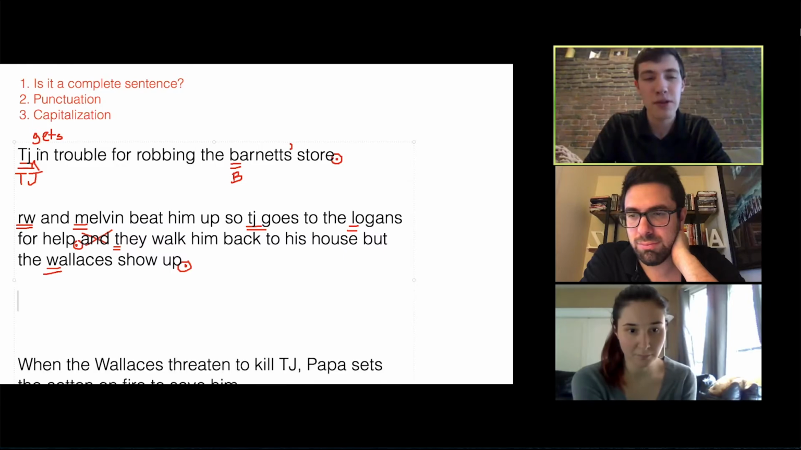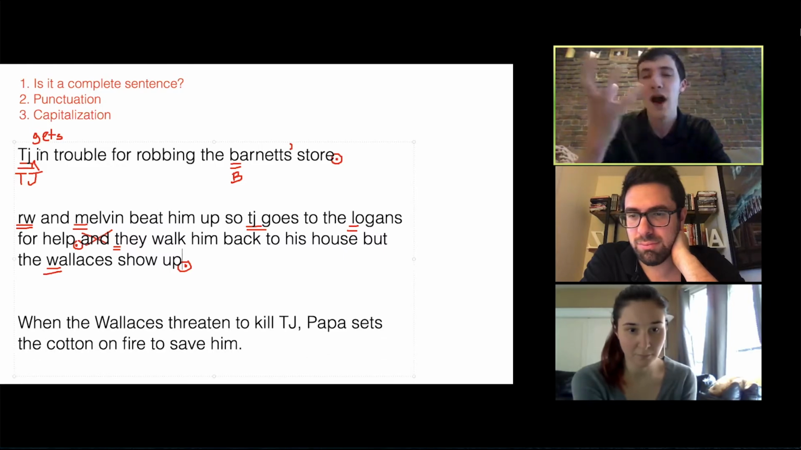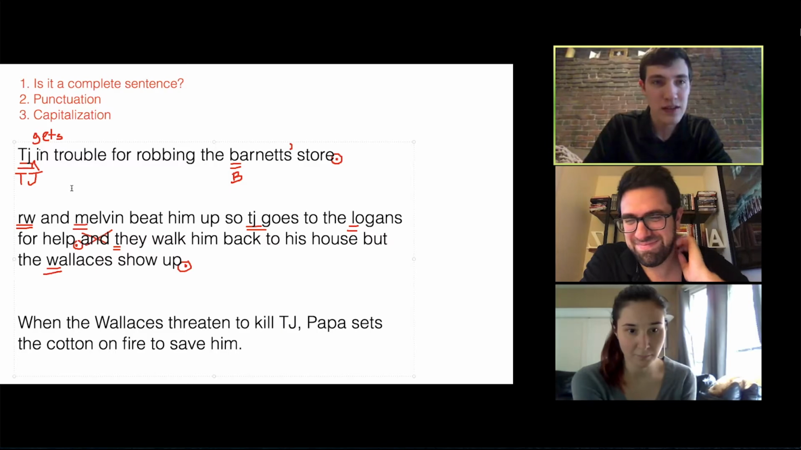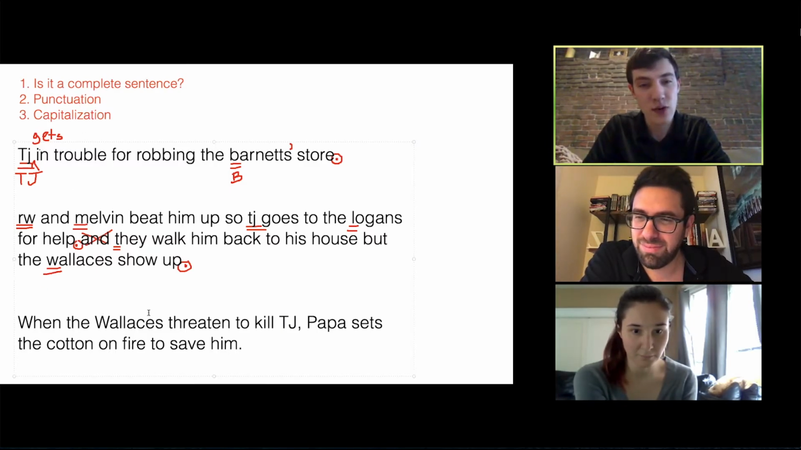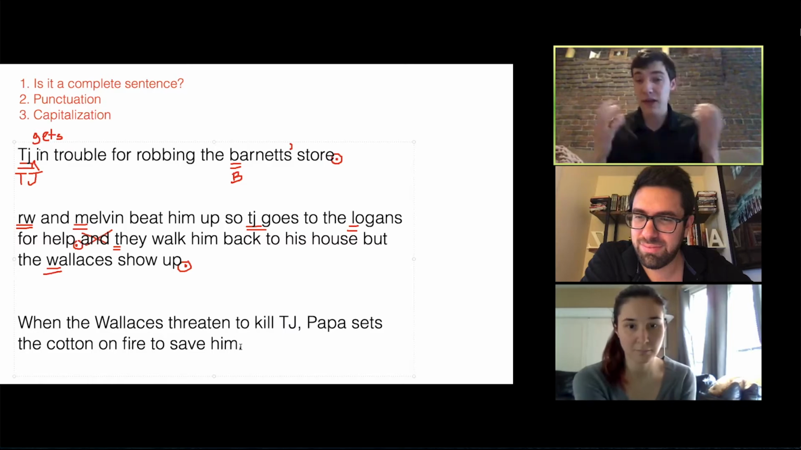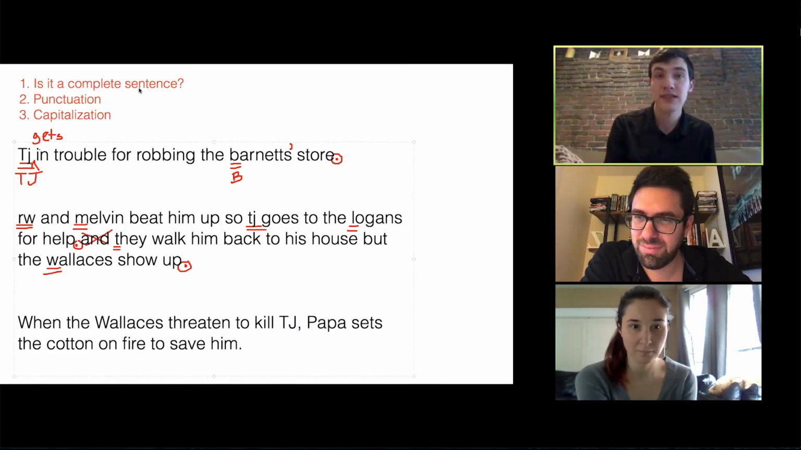Let's look at an example of a sentence that already looks a-okay. Let's go through the steps again. Is it a complete sentence? When the Wallaces threaten to kill TJ, Papa sets the cotton on fire to save him. Those two clauses go together, they make sense, it's easy for my reader to follow. So it is a complete sentence.